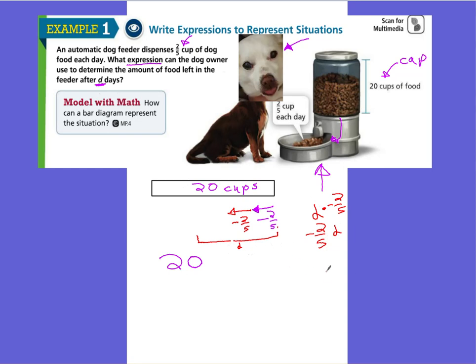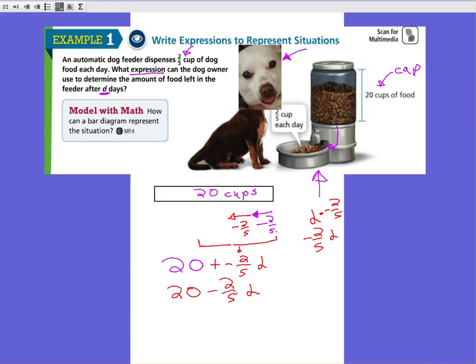times d. So I could write this in two ways. I got my 20, my starter, and I could add a negative 2/5 times however many days. But of course I could just rewrite this as subtraction. So plus a negative 2/5, that's just 20 minus 2/5 times d. So excellent. So let's try answering a question with this now.